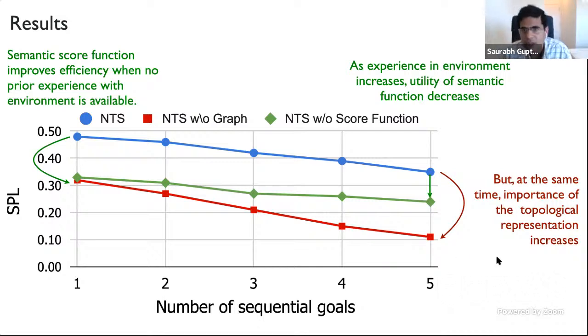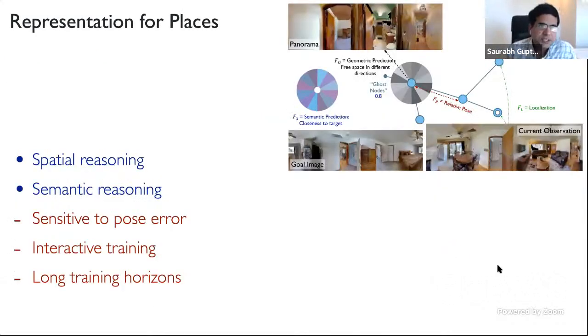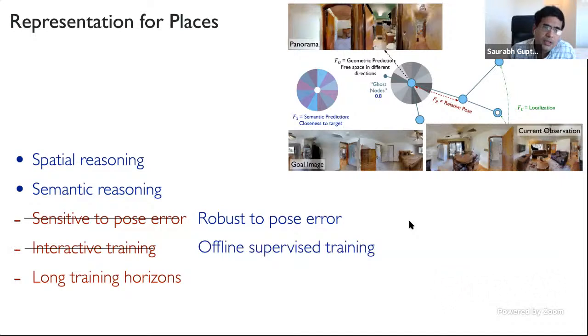Okay, so I guess this was this second attempt at building representation for places where we got rid of some of the limitations that we had earlier, right? We were able to get to a scheme which was robust to pose estimation error. We, in fact, did not rely on interactive training. We could do things with offline supervised training, right? You don't need interaction. You can just offline gather data and you're done.